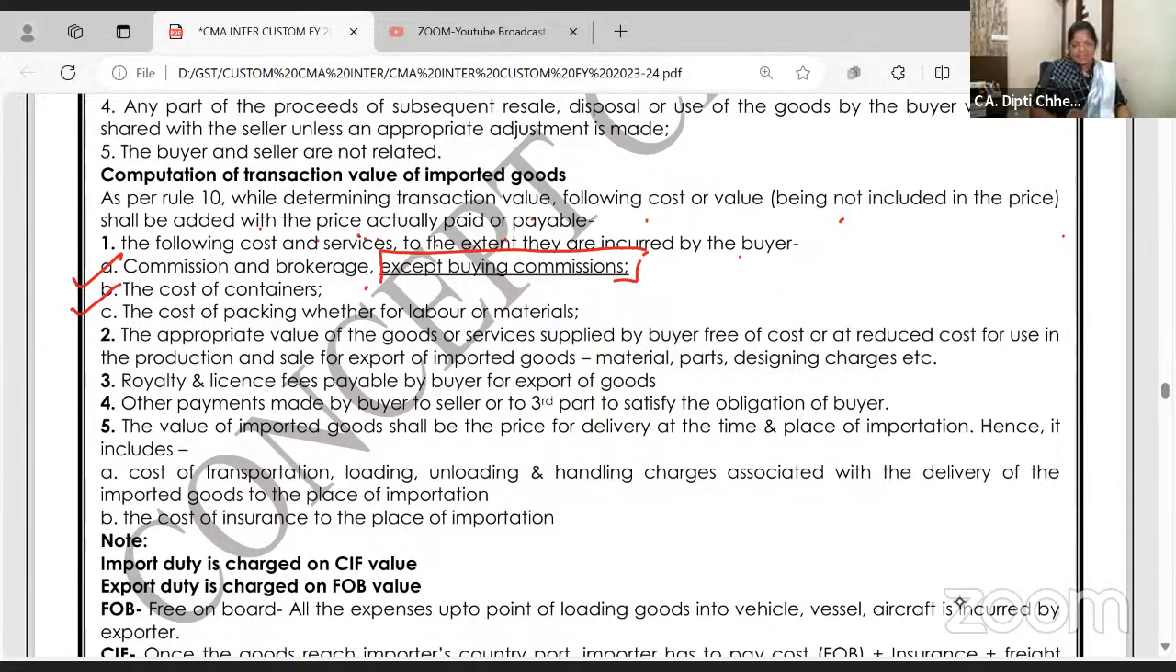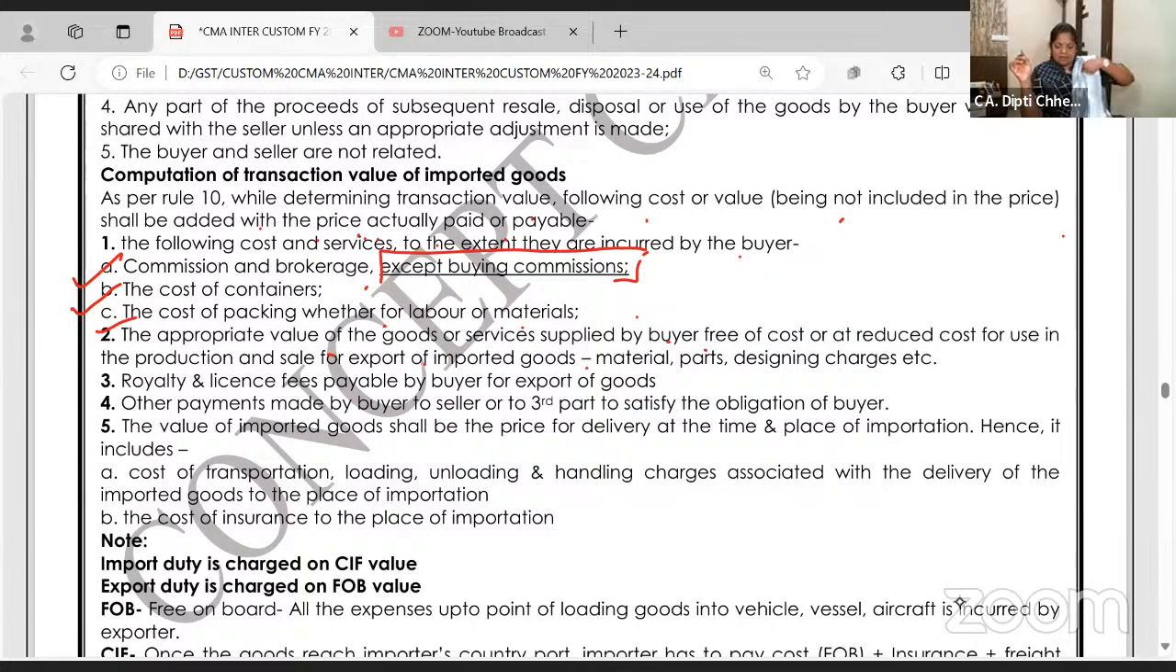Cost of containers. If you are paying for the extra packing, okay, we will send you 100 boxes of 5 rupees each, or आप उसमें goods भेजना. So obviously that's like basic packing added. Cost of packing, whether for labor or material. Appropriate value of the goods or services supplied by buyer, free of cost or at a reduced cost, for use in production and sale in the export country.